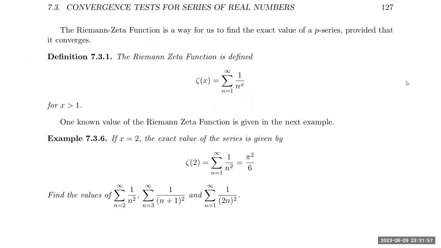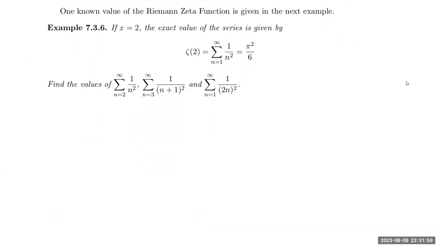So one known value of the Riemann zeta function is given by the following example. If x is equal to 2, then the exact value of the series is given by zeta of 2, which is equal to pi squared over 6. So that is exactly what we had to look at. That means the sum of 1 divided by n squared is actually going to converge to pi squared over 6. Now with this, let us determine the values of each of these series over here, given that this series is equal to pi squared over 6.